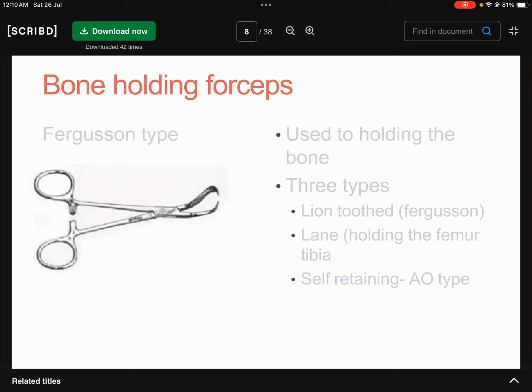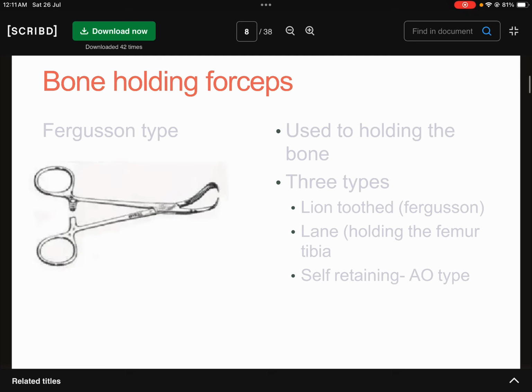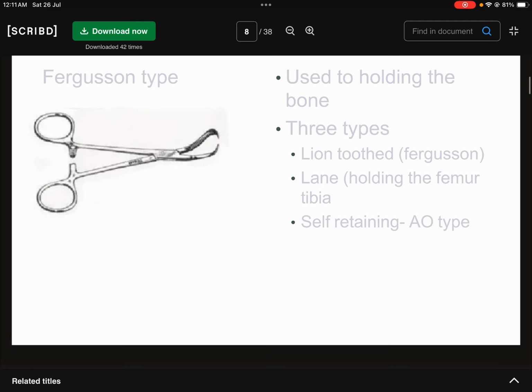This is the bone holding forceps. By this forceps, you can see the threads at the holding side to hold the bone properly. It is used for holding the bone. Three types of bone holding forceps are available: lion toothed, Lane holding the femur or tibia, or self-retaining AO type.